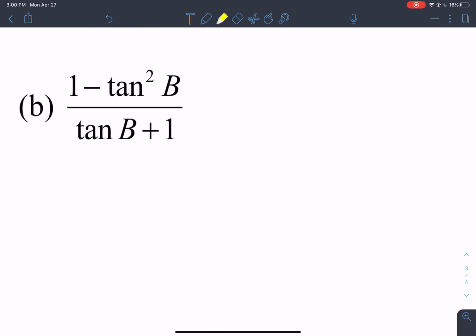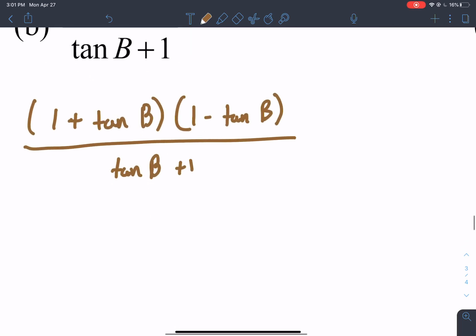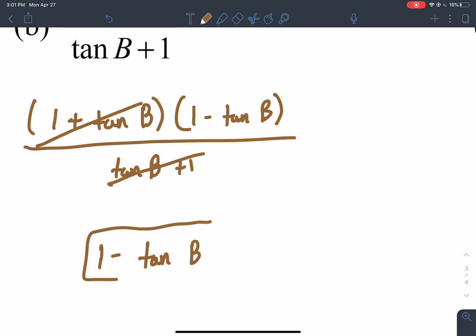All right, now if you do the same thing for the second one, this becomes 1 plus tangent of b times 1 minus tangent of b divided by tangent of b plus 1. Okay, obviously tangent of b plus 1 is the same thing as 1 plus tangent of b, so your answer is just 1 minus tangent of b.